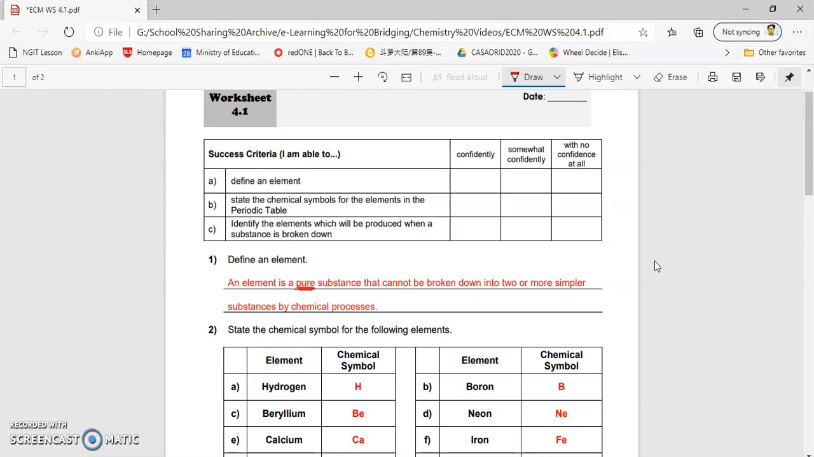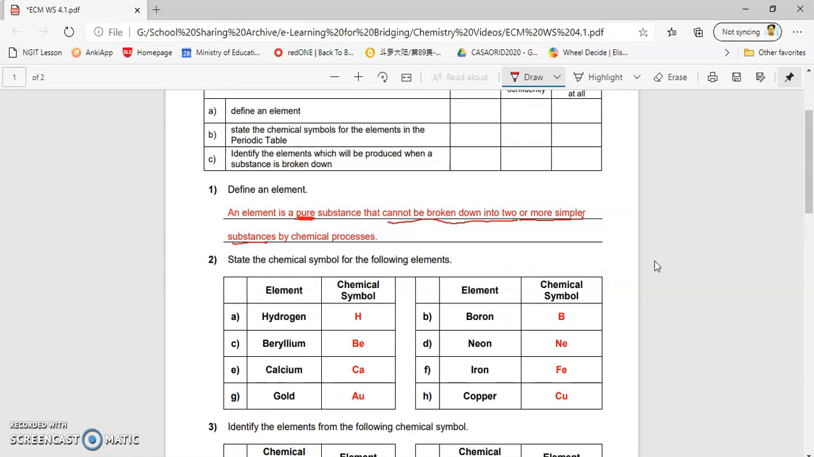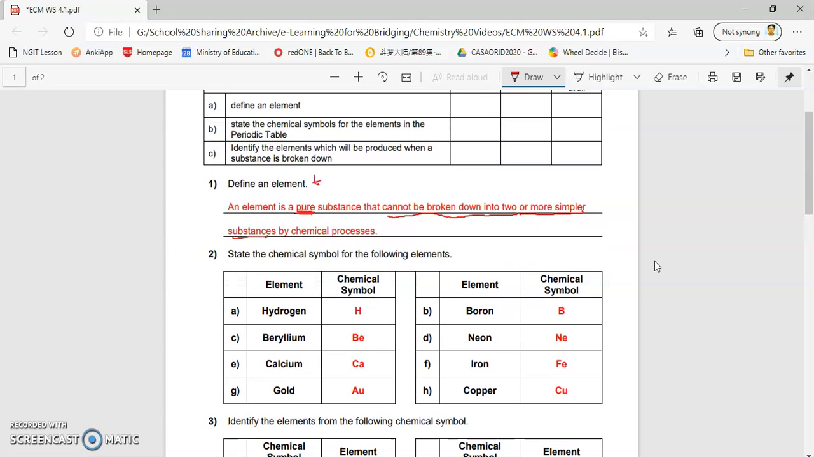Okay, and why is it considered an element? Because it cannot be broken down into two or more simpler substances by a chemical process. So it's like the simplest substance you can find already. It cannot be broken down any further. So that's an element. So where can we find elements? They are found in the periodic table.